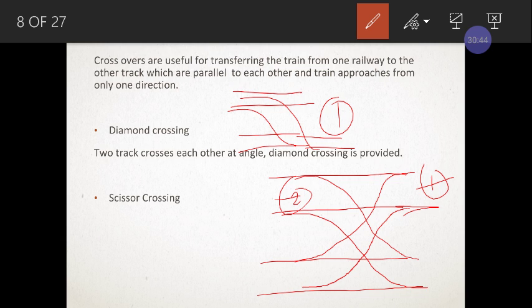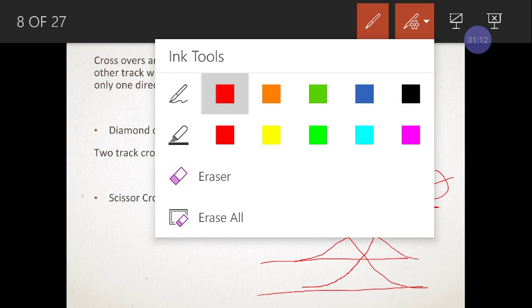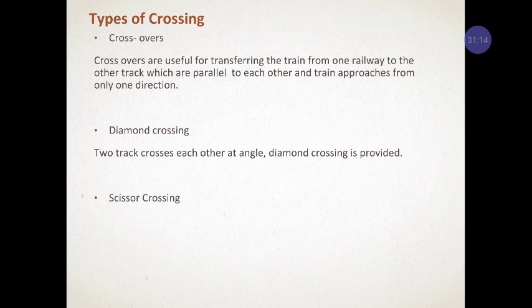These are not easy to provide, because there are a large number of arrangements and devices to be put in, and the maintenance also increases. These are provided on very busy tracks, where a large number of trains move every day, per hour. So they are used at the heaviest, busiest junctions. Okay, this is how the scissor crossing is.